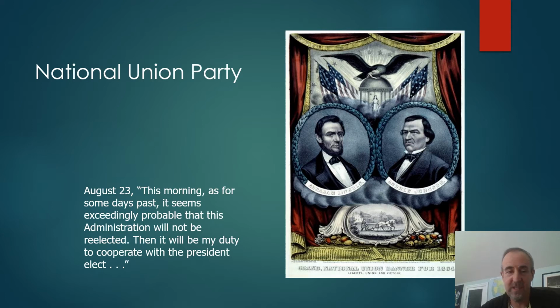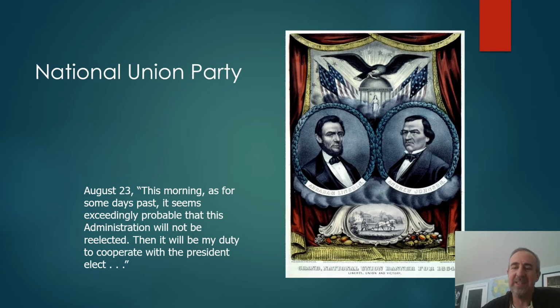In August of 1864, you see this quote here, Lincoln gets his cabinet together and basically makes them sign a document sight unseen. So they put their signature on the bottom of a page, and they don't know what they've signed. And what they sign is a document that Lincoln writes: "This morning, as for some days past, it is exceedingly probable this administration will not be reelected. It'll be my duty to cooperate with the president-elect." So the idea is that his cabinet, when he loses, would have to cooperate with the president-elect.